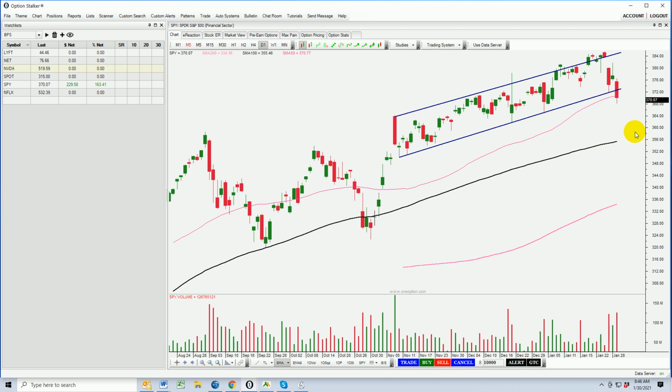And once we start to see it, that's when we're going to take action. And that's when we're going to start reloading our bullish put spreads. Until then, we're going to be very passive. We're going to get to cash on our last two positions. We're hedged. We're in great shape.